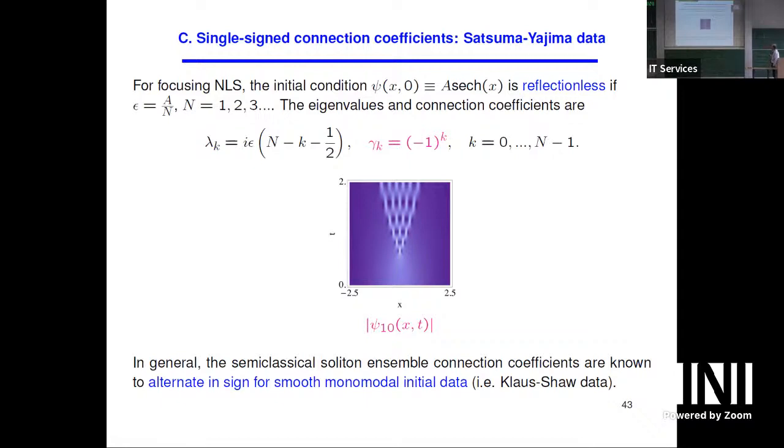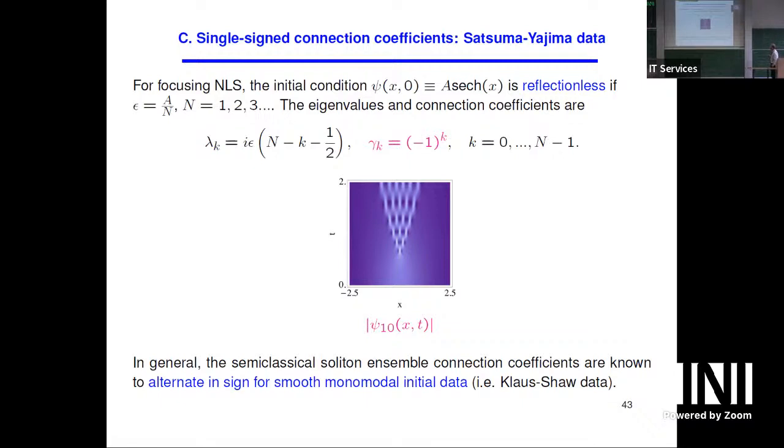And furthermore, if A is coupled to epsilon in a particular way, right? Epsilon is the dispersion parameter in NLS. If I take epsilon to be this A divided by a positive integer, then I get reflectionless data, okay? And now some more details I didn't tell you about before. Here's the location of the eigenvalues, okay? And this is well known. They're just evenly spaced, filling out a little interval.